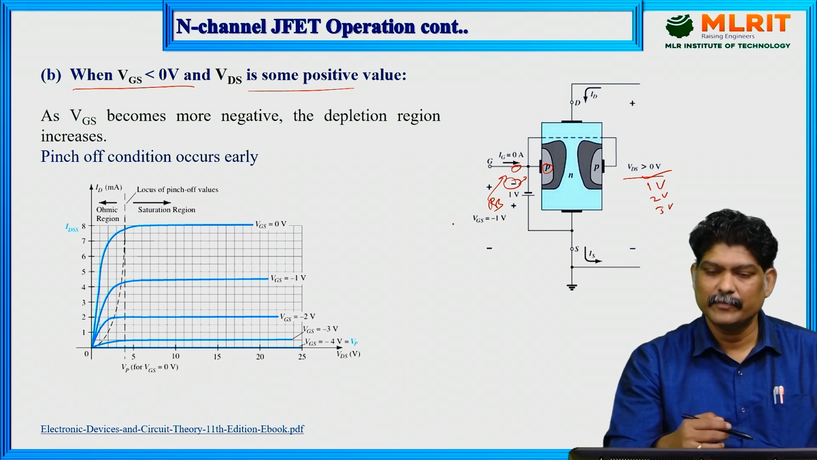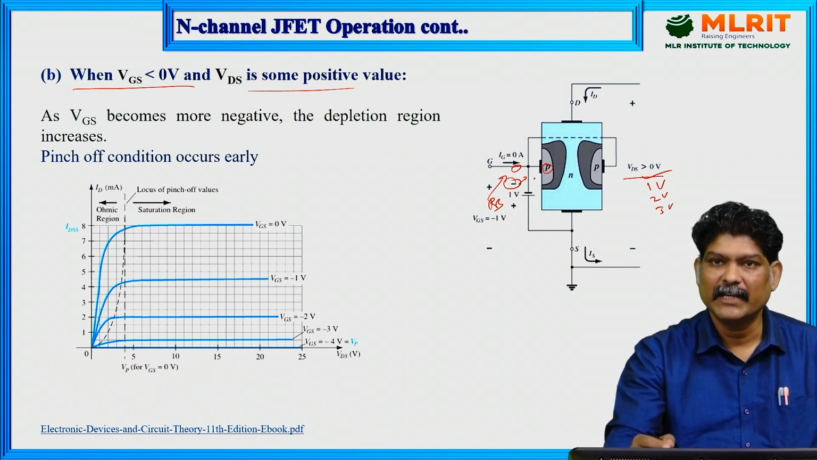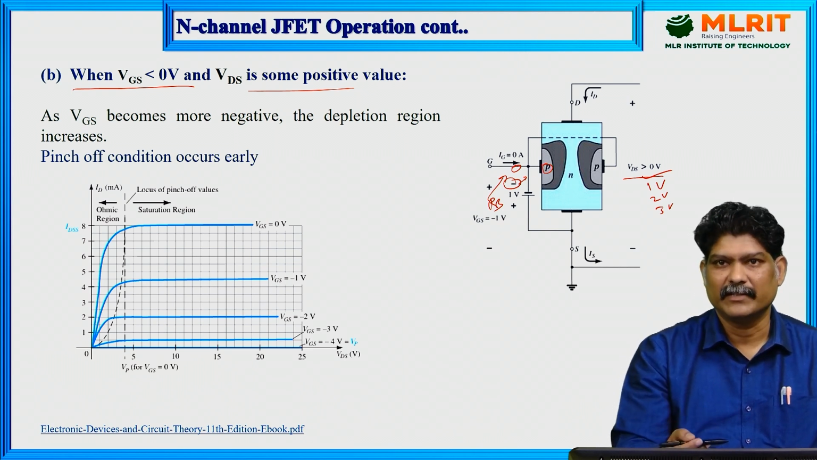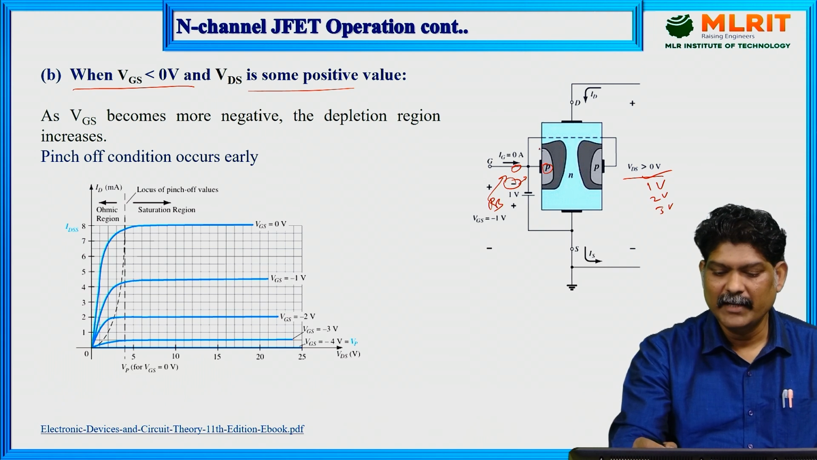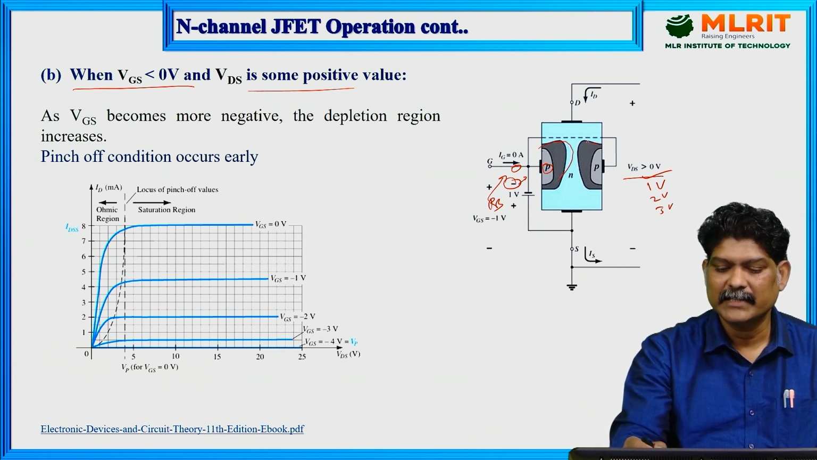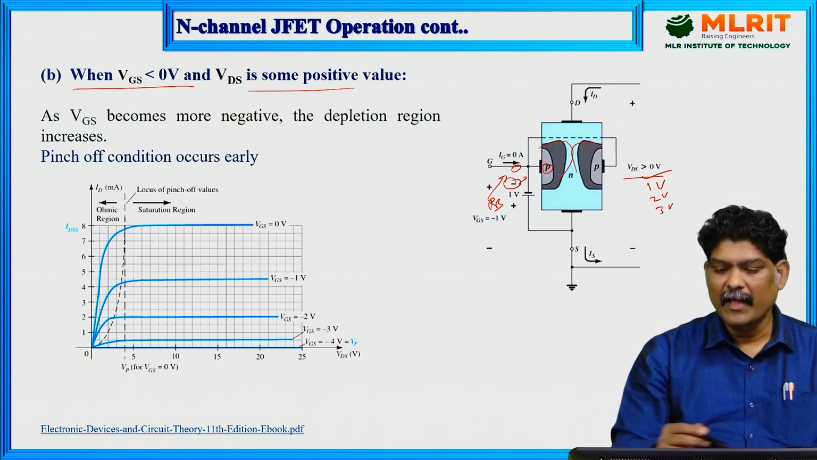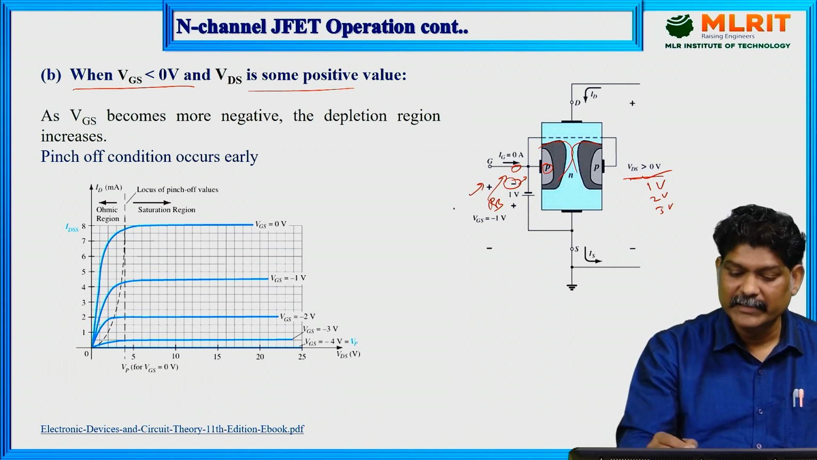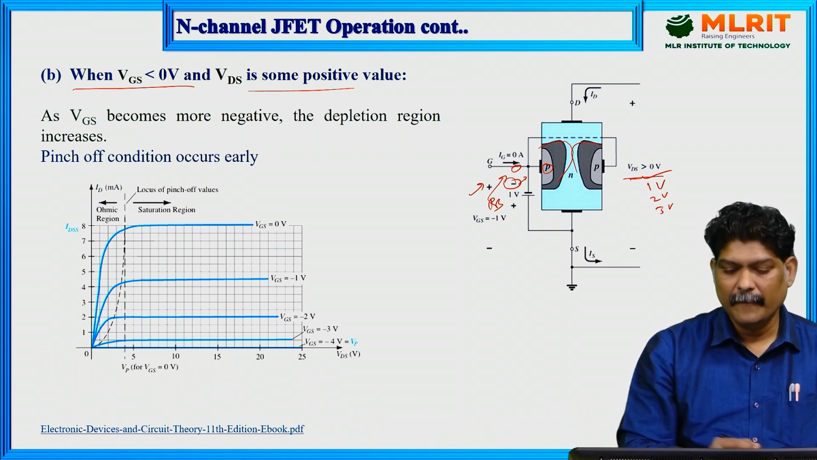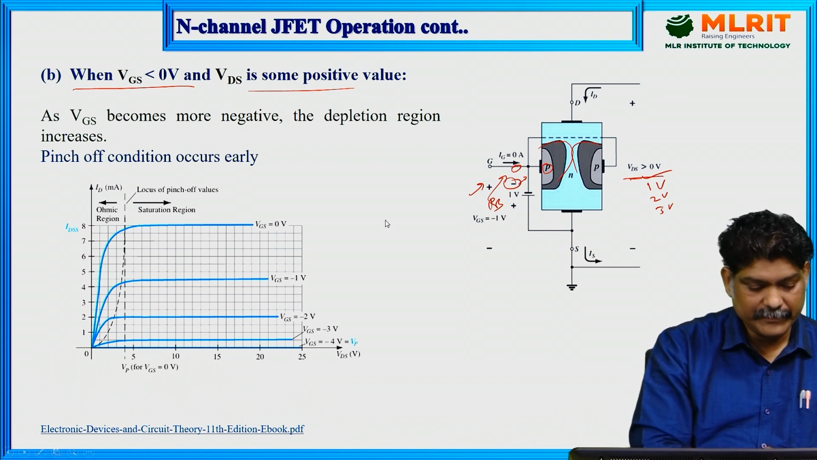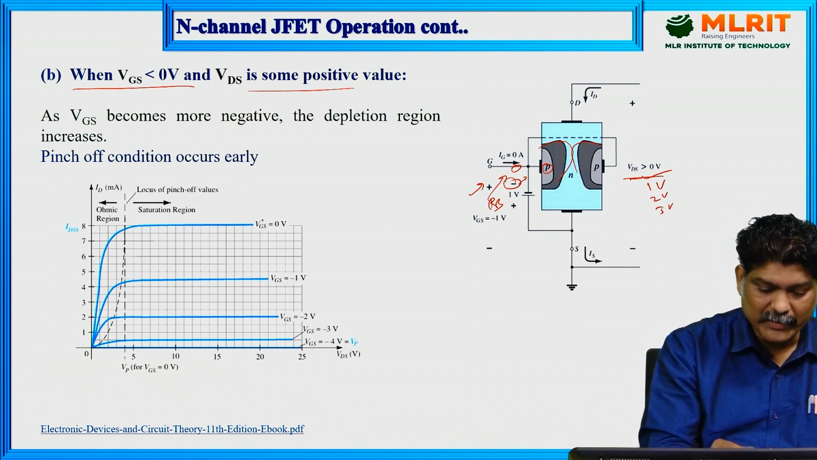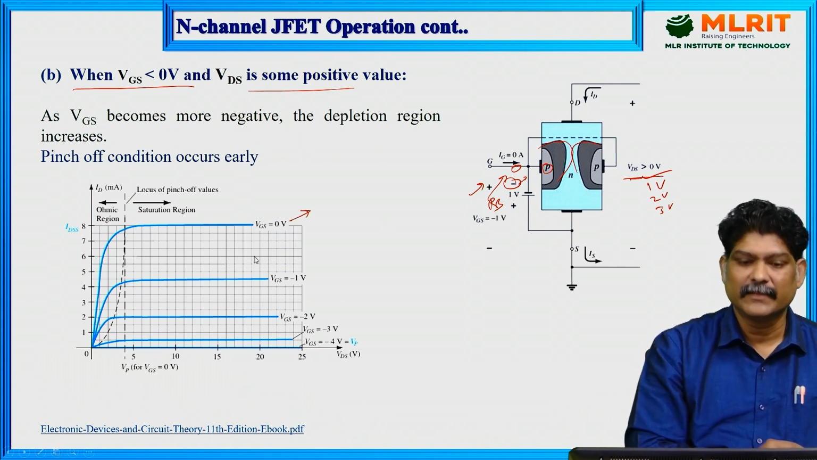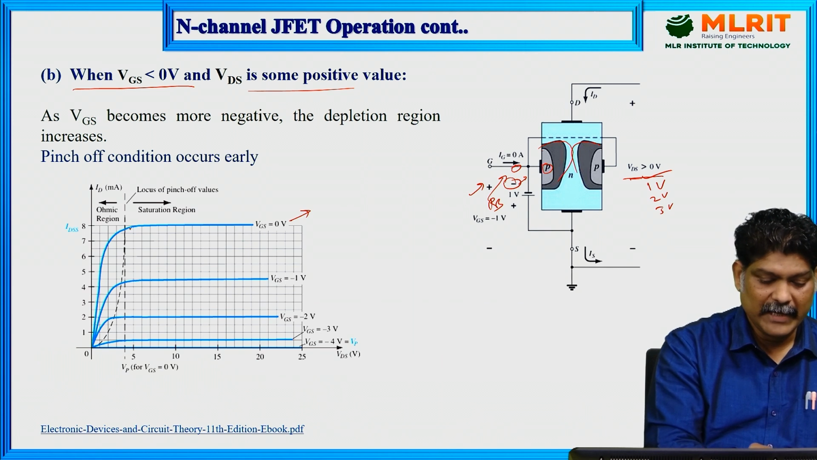Reverse bias means there is an increase in the depletion region. Obviously the depletion width will increase like this. But there are different values of drain to source voltage and different values of gate to source voltage. For example, when the gate to source voltage is 0 volts, your characteristics will be like this.